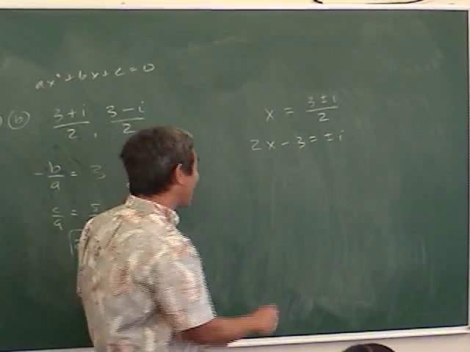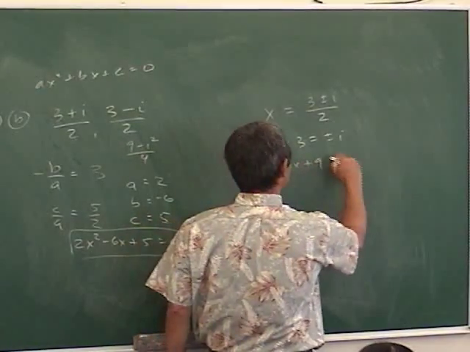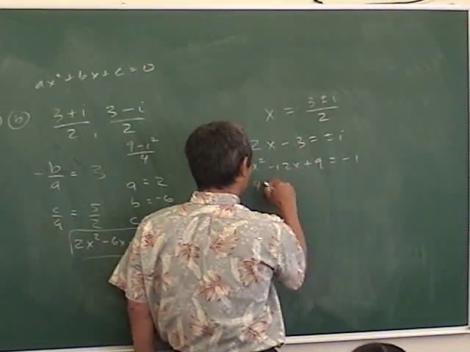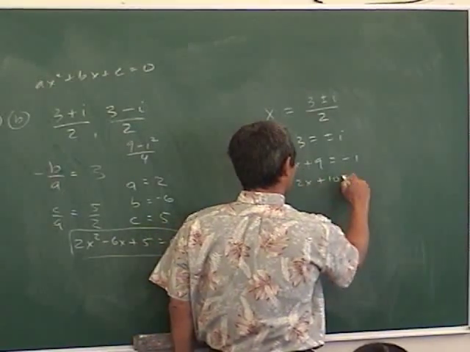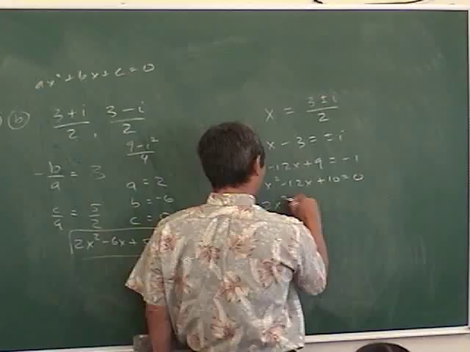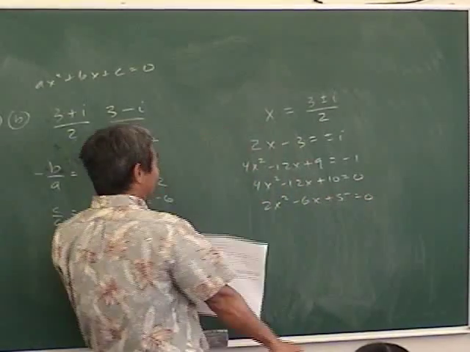Okay, square both sides. 4x squared minus 12x plus 9 is equal to negative 1. So therefore, 4x squared minus 12x plus 10 equals 0, reduced by 2. 2x squared minus 6x plus 5 equals 0. Woo! Yeah!